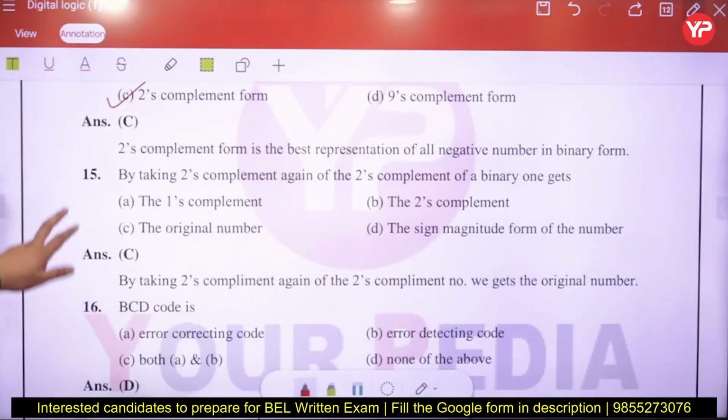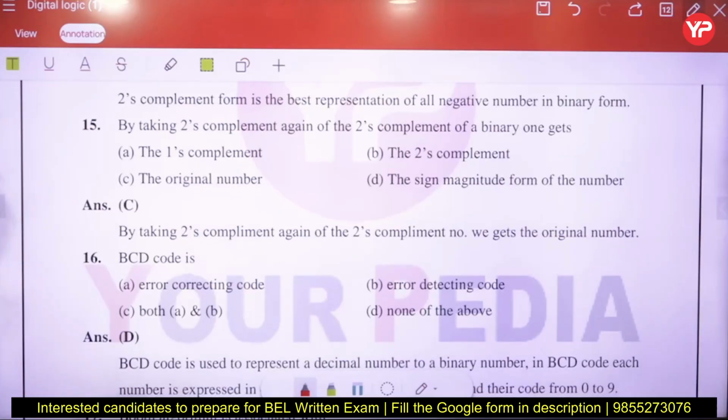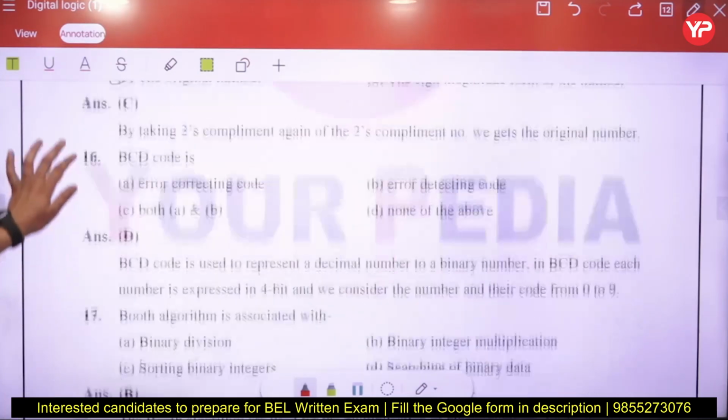By taking the 2's complement again of the 2's complement of a binary number, we will get the original number back. When you take the 2's complement two times, you will get the original number.